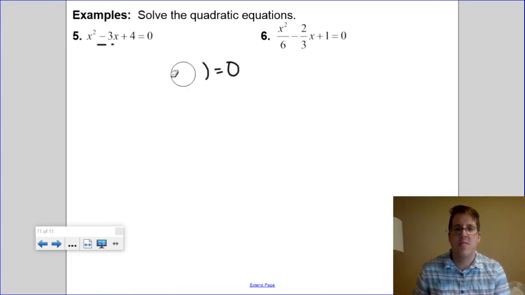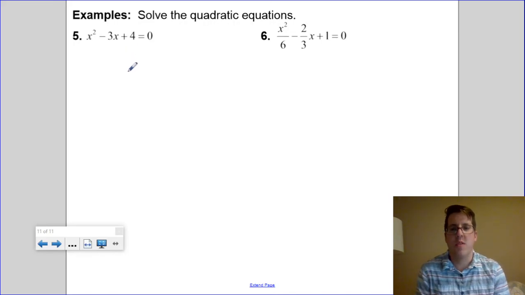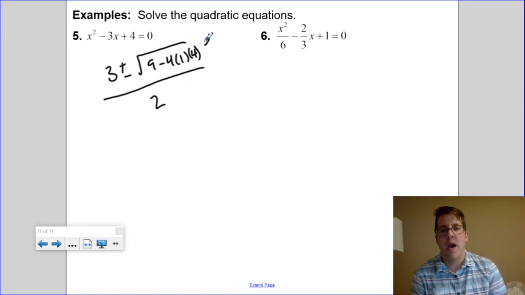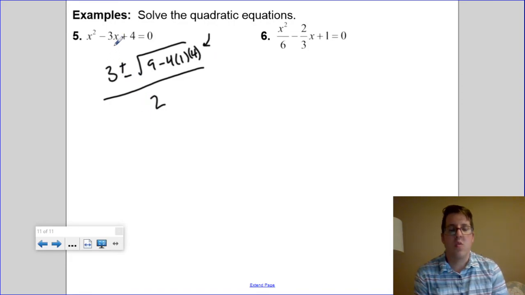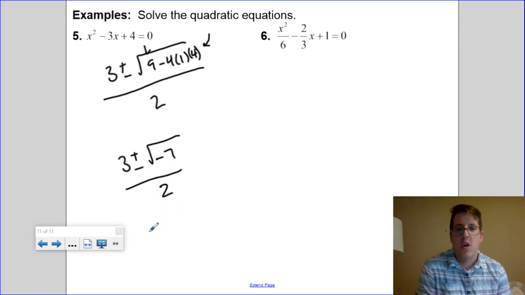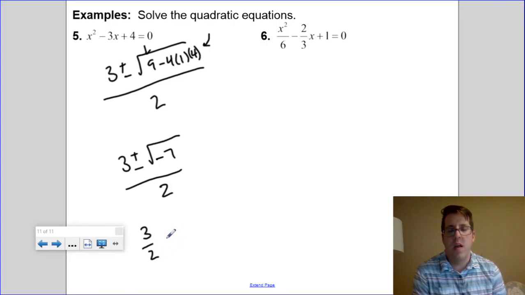Okay, so that tells me that maybe this doesn't factor. So when I get to that point where I'm saying to myself, maybe this doesn't factor, my next step is to pull out the quadratic formula. So I'm going to plug that into the quadratic formula. And as I'm plugging that in, I may notice that it's going to give me an imaginary set of solutions, because my b squared is negative 3 times negative 3, or 9, and my 4 times a times c is 16. So I have 3 plus or minus the square root of 9 minus 16. That's negative 7 all over 2. So we would say 3 halves plus root 7 over 2i, and 3 halves minus root 7 over 2i.